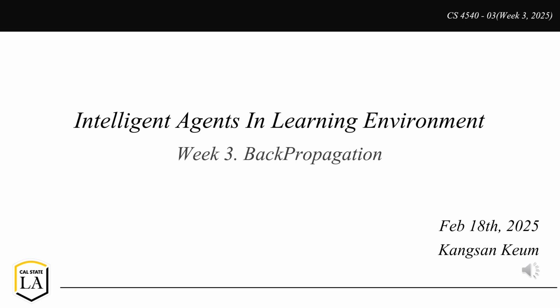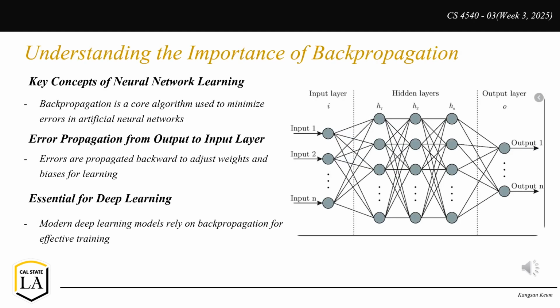Welcome everyone. Today we'll explore one of the most fundamental algorithms in deep learning, which is backpropagation. Backpropagation is essential for training artificial neural networks. Without it, deep learning models wouldn't be able to learn from data effectively. This algorithm is designed to minimize errors by systematically adjusting the network's weights and biases.